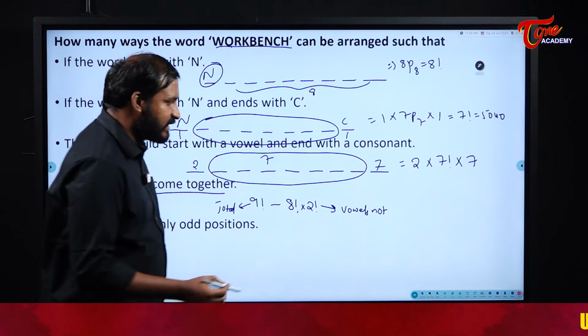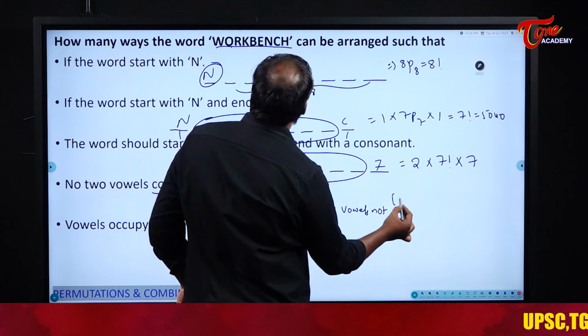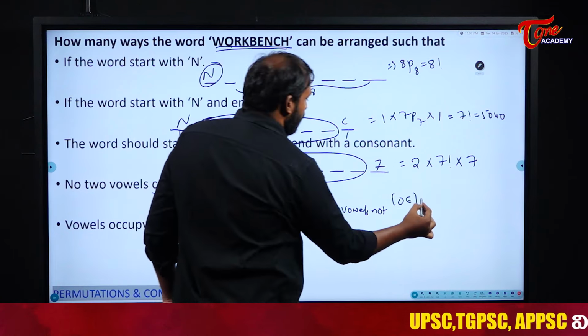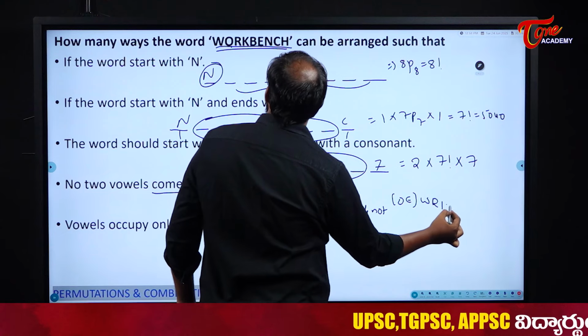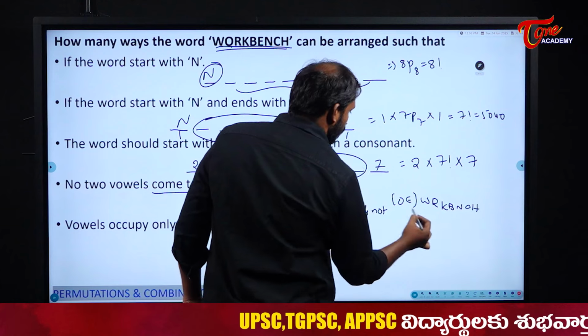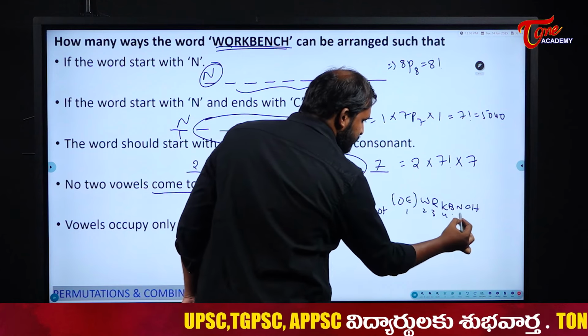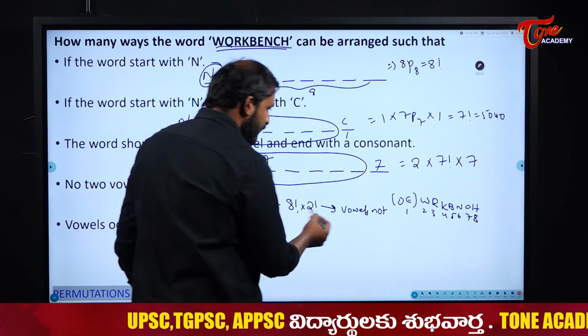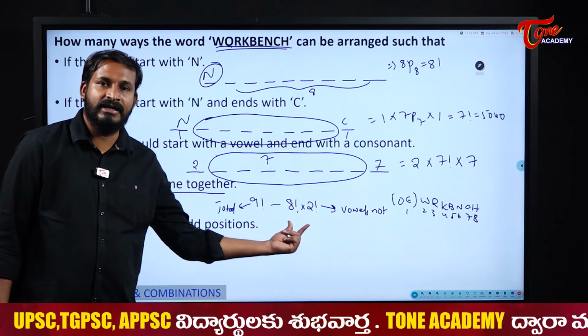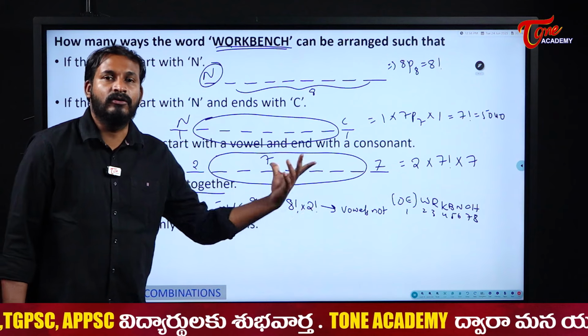So I will write vowels as a group, right? So what it becomes? O and E will be a group. And then next the remaining W, R, K, B, N, C, H. So 1, 2, 3, 4, 5, 6, 7, 8. 8 factorial, and O and E can be arranged in 2 factorial ways. That is the reason I have directly written here 8 factorial into 2 factorial.